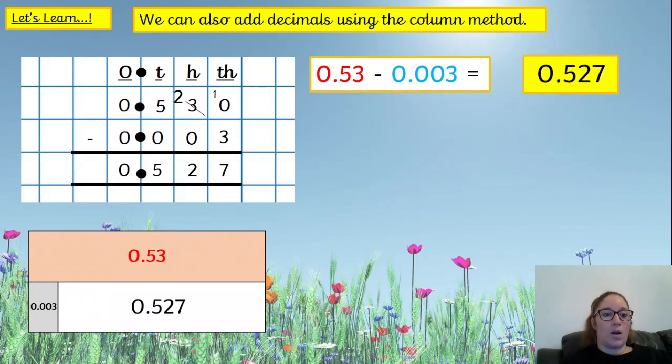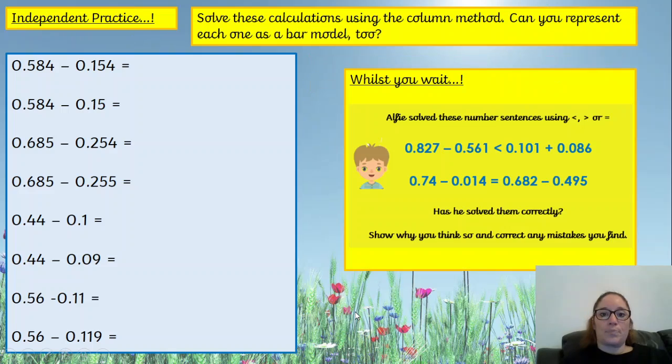And again with the bar model, 0.003, because it's a thousandth or 3 thousandths, it's a really small proportion of the whole. Okay, excellent. So pause the video now, have a go at answering these questions, write them out in column method, and can you write them as a bar model too? If you're feeling confident, represent each one as a bar model, but the column addition subtraction is the most important part, but extra bonus points if you represent it as a bar model too.